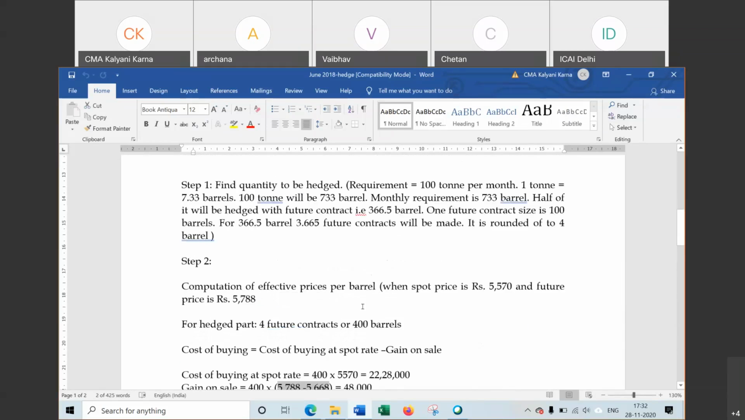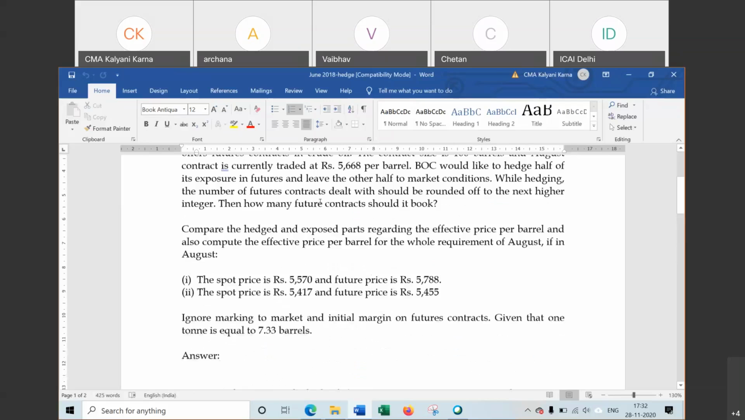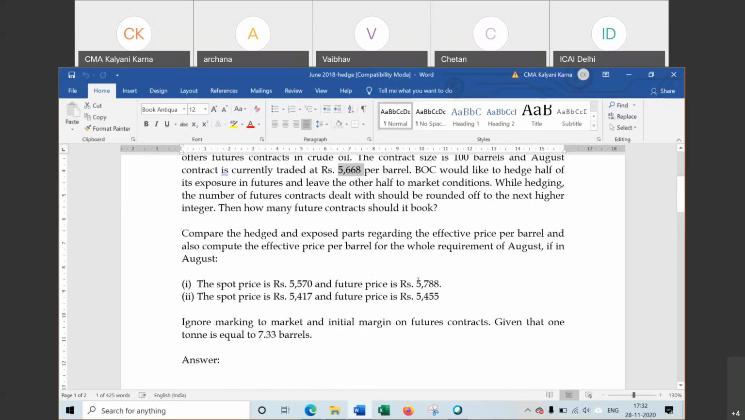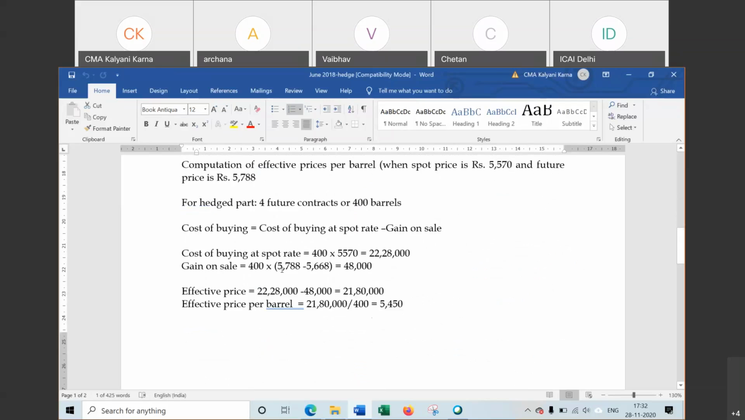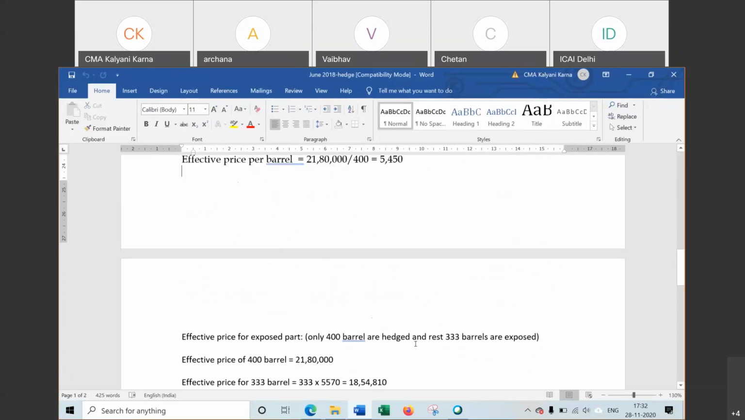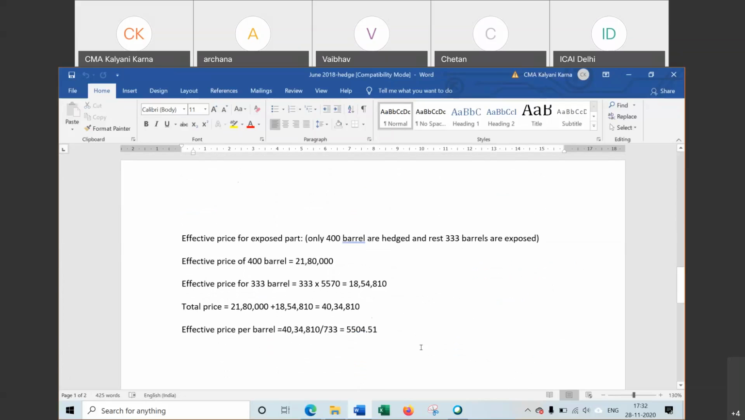That is, in August your future contract price was 5668 and now the future contract price is 5788. So the difference is the gain. This one will be deducted from this one. 22, 28 minus 48, 2180 will be the effective price. Now the effective price per barrel will be 5450. This is the computation of effective price per barrel.